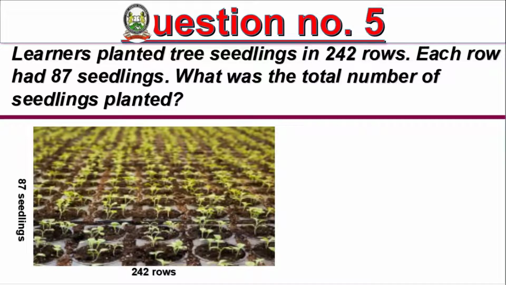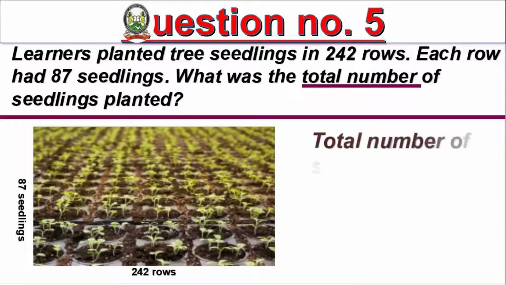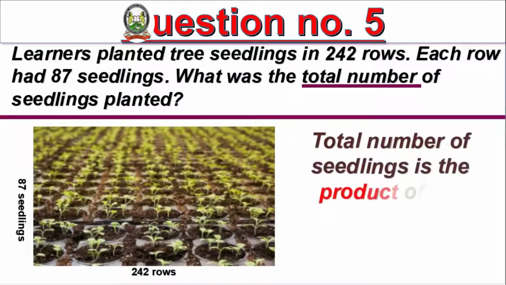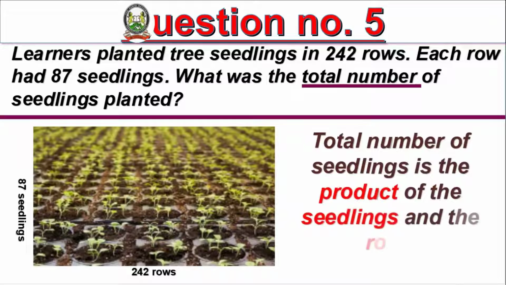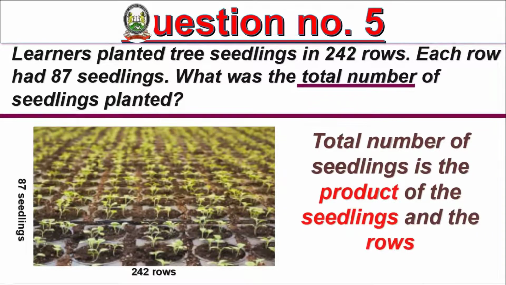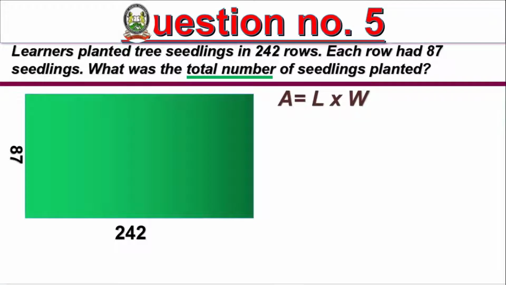242. So the total number of seedlings planted. So it is the product. The total number of seedlings planted here is the product of the seedlings and the rows. So in short, it is the product, it is like the area. It is like a rectangle measuring width of 87 and length of 242. So you say area equals length times width.